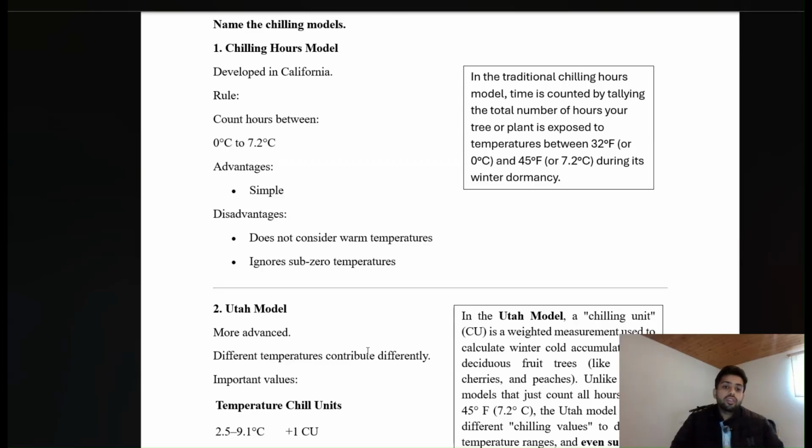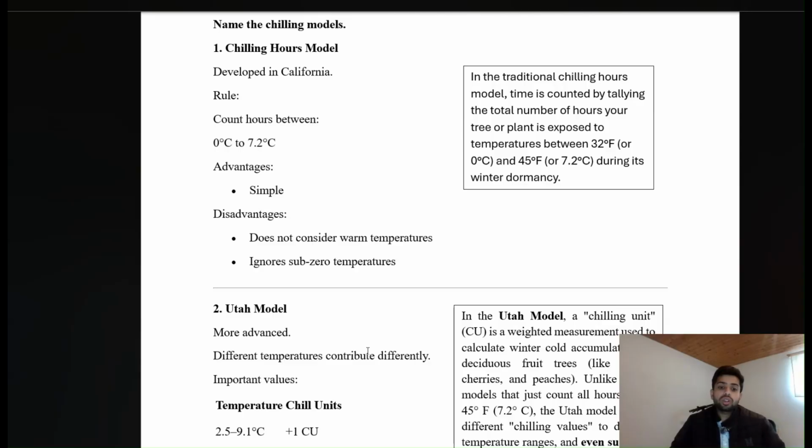This was developed in California, and its rule is to count the hours between these degrees. Its advantage is that it is simple and cheap, but its disadvantage is that it does not consider warm temperature. Like in winter, we see that sometimes there are warm winds, and some days the sun is right overhead and the temperature suddenly rises more than 10 degrees. So that will not count in this chilling hour model.